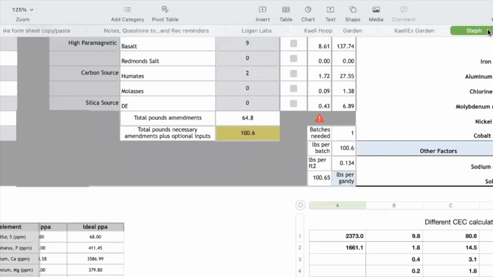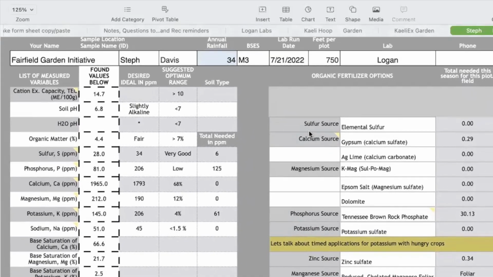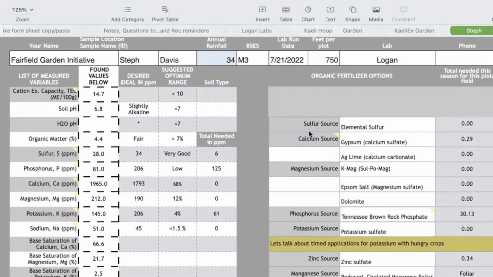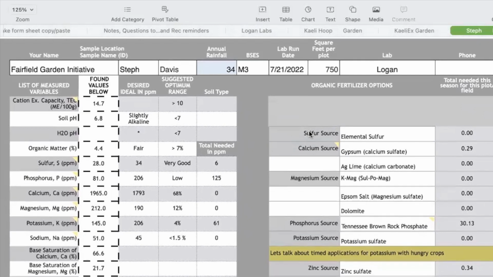All right. And Steph, is this you or Sue? I'll just speak to both of you. So we have the exchange capacity 14.7. That's good. Especially knowing I don't know the history of the land that you're growing on, but I can assume the history, right?